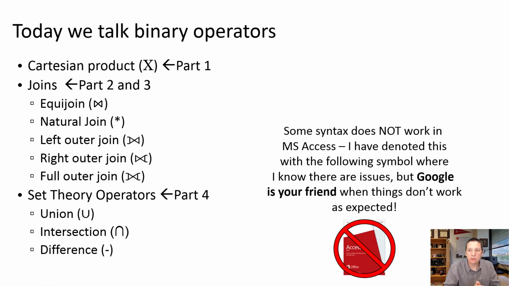In this series of videos, we're going to be talking about binary operators. In part 1, this video you're watching right now, we're going to talk about the Cartesian product. In video 2, we'll talk about the equijoin and natural join. And then in part 3, we'll talk about the left, right, and full outer joins. Finally, in video 4, we will talk about our set theory operators of union, intersection, and difference.